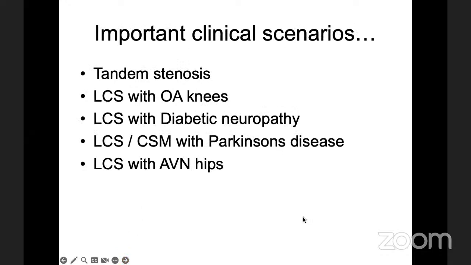Okay, fine. So the important scenarios that we see, as we discussed earlier, the commonness of the situation and the things that you can keep at the back of your mind. So tandem stenosis, what Harshal had covered very extensively, is an important clinical scenario. Now, lumbar canal stenosis with osteoarthritis of the knees, or with diabetic neuropathy, or with Parkinson's, or with hips. These are different situations that we are seeing nowadays, especially the avascular necrosis of hips post-COVID that we are seeing.